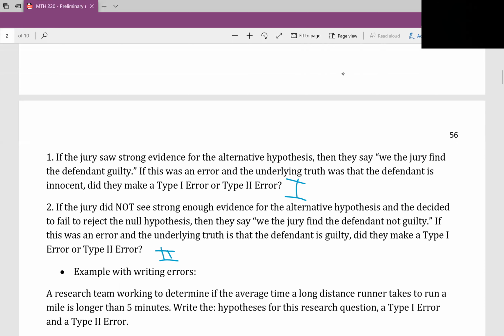So a research team is working to determine if the average time a long distance runner takes to run a mile is longer than 5 minutes. Write the hypothesis for the research question, a type 1 error, and a type 2 error.